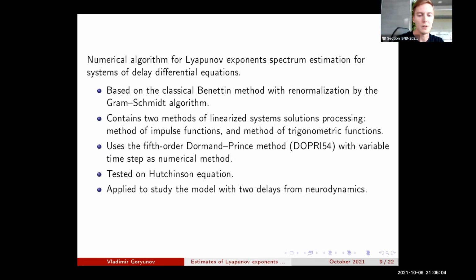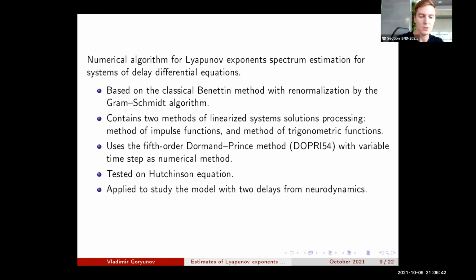And such an algorithm for Lyapunov exponent spectrum estimation for systems with time delay was developed by a group of Yaroslavl scientists, including me. This algorithm is based on the classical BNT method with renormalization by the Gram-Schmidt algorithm. It contains two methods of linearized systems solutions processing, methods of impulse functions and method of trigonometric functions, that is more natural for continuous systems.